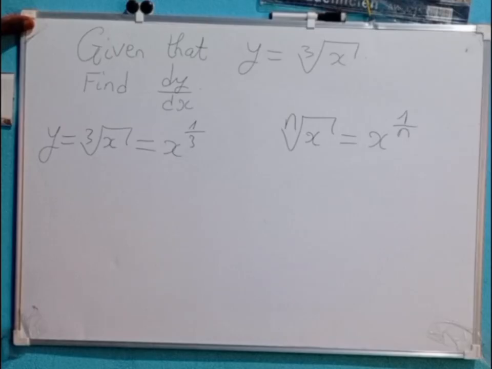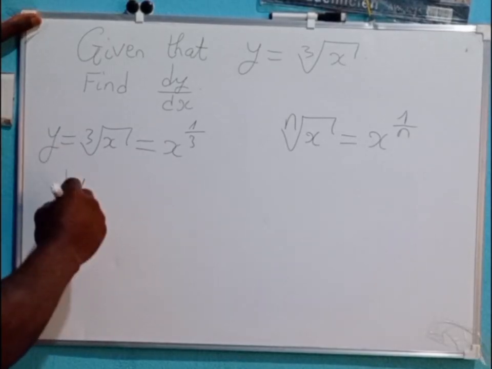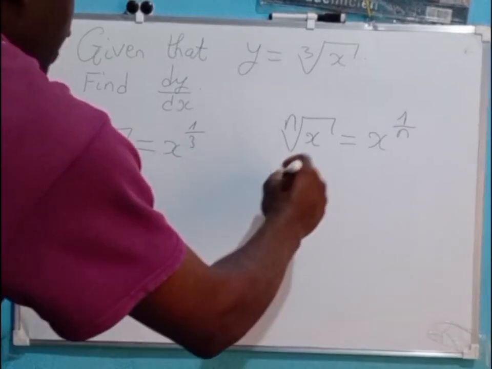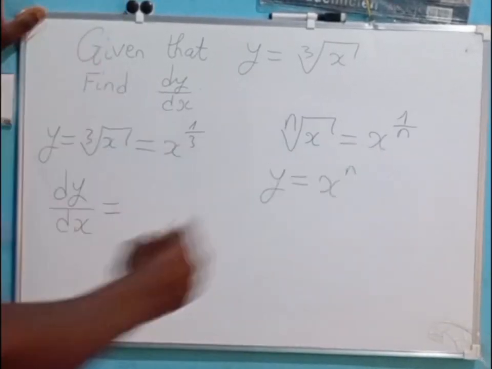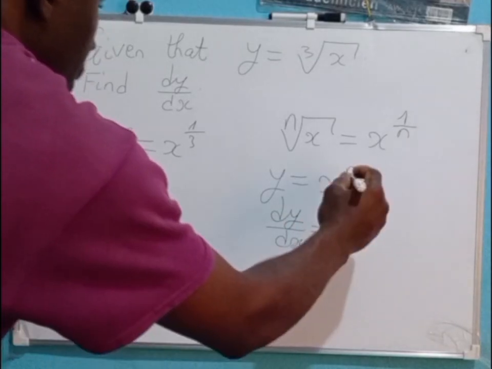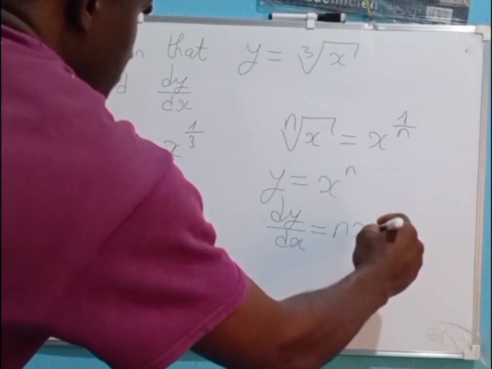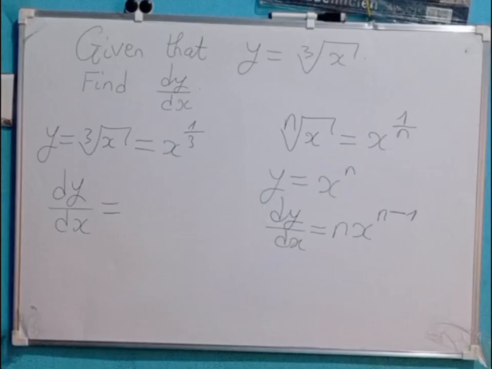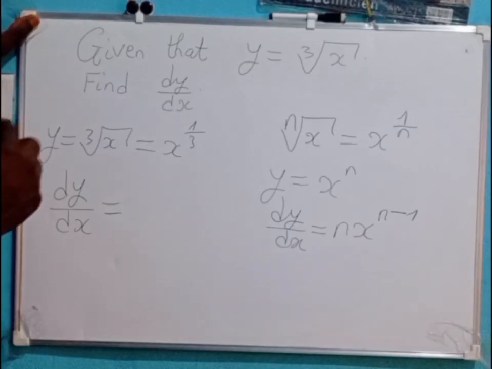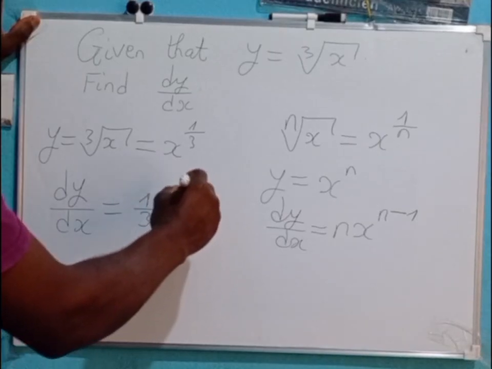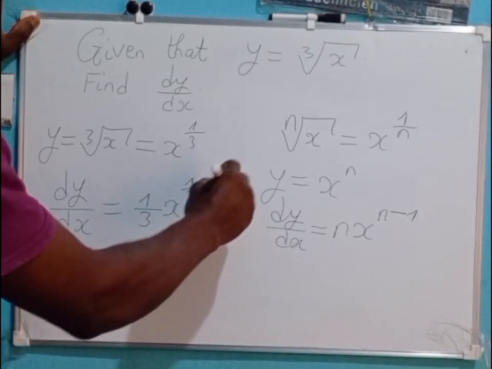Now we can proceed to find our dy on dx. dy on dx will simply be equal to, first we know for us to differentiate the function, if we have y equal to x raised to the power n, then dy on dx is simply equal to, we take the power n times x raised to the power n minus 1 as the derivative. We are going to apply that formula to differentiate y equal to x raised to the power 1/3. This will simply be equal to, our power is 1/3 times x raised to the power 1/3 minus 1.